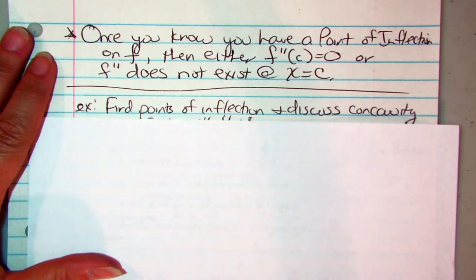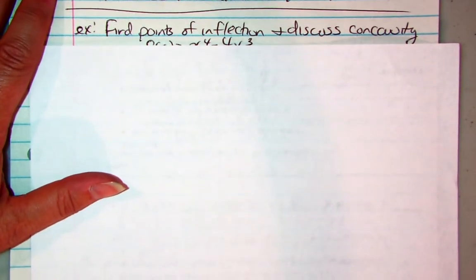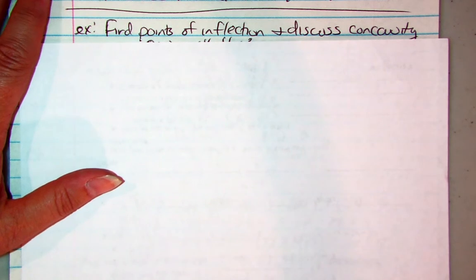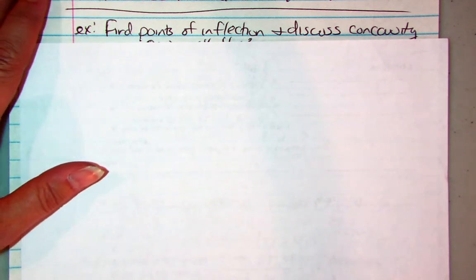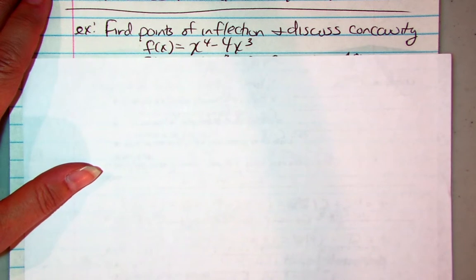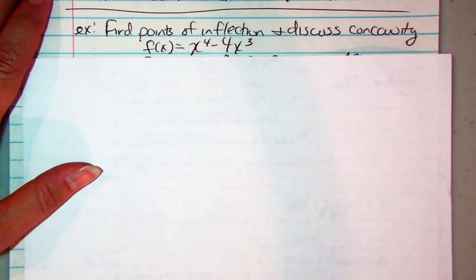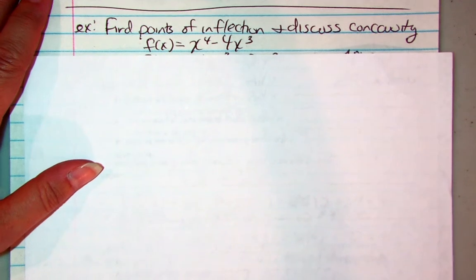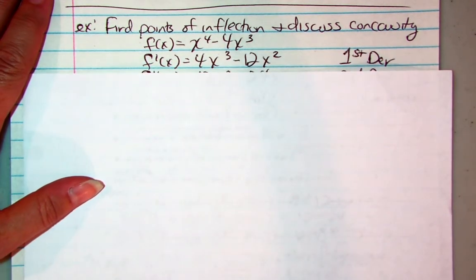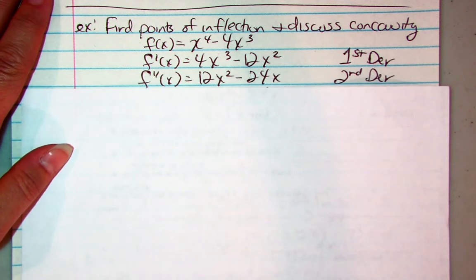So let's just look at a problem. And here's what your homework directions are going to look like. Find points of inflection and discuss concavity on my function f. On this function f, I want to find the points of inflection and I want to discuss the concavity on it. And we're not going to draw it out. We're going to use calculus. So first thing I'm going to do is take the first derivative. Then I'm going to take the second derivative.